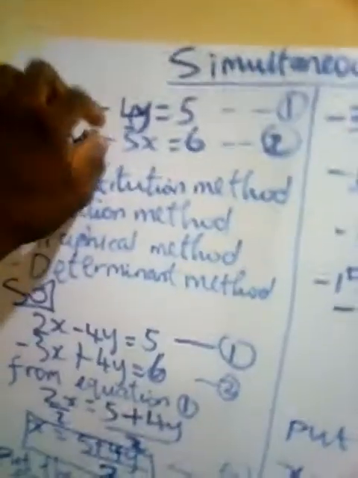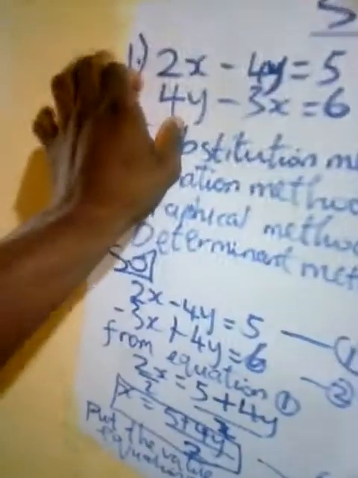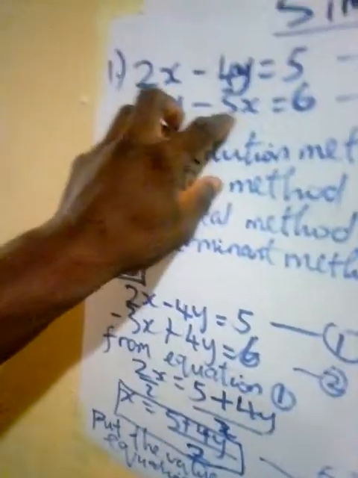Now to confirm if these values are accurate, you can input x and y into equation 1. That's 2 multiplied by your x, minus 11, plus 4 multiplied by your y, that's minus 27 over 4. And it is still going to give you 5. You do the same for equation 2: 4 multiplied by your y, that's minus 27 over 4, minus 3 multiplied by your x, that's minus 11. It's going to give you 6.